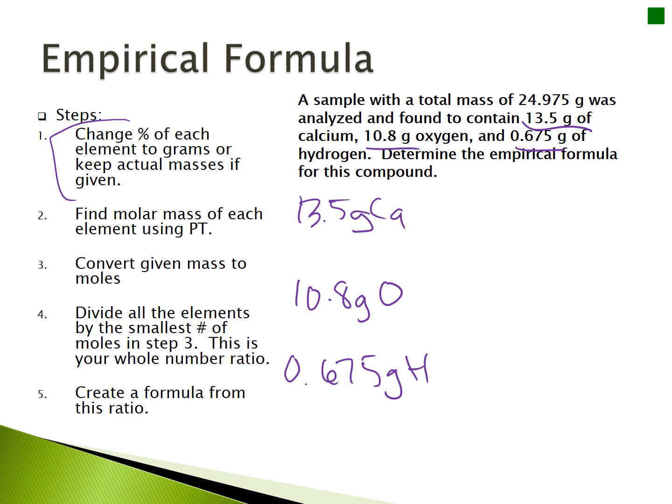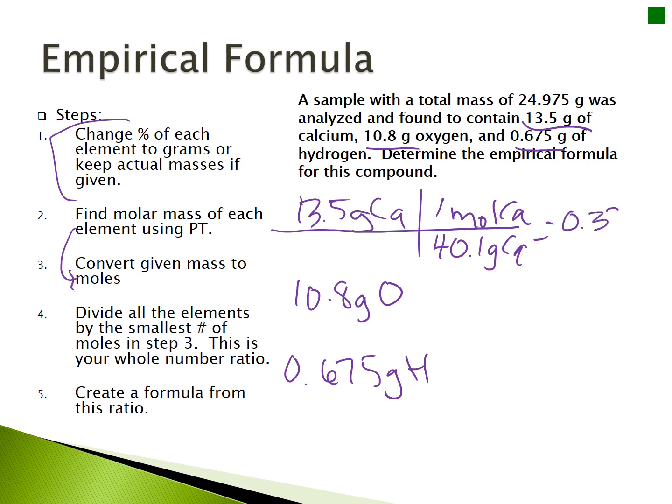Next, you find the molar mass of each element using the periodic table. I'm going to combine it with step 3, which is to convert this mass into moles. So we're going to be converting the grams of calcium into moles of calcium, grams of oxygen to moles of oxygen, and so on and so forth. Calcium's mass is 40.1 grams for every 1 mole of calcium, and so we get 0.337 moles. Personally, I would keep at least 3 to 4 digits in order for this process to work out well.